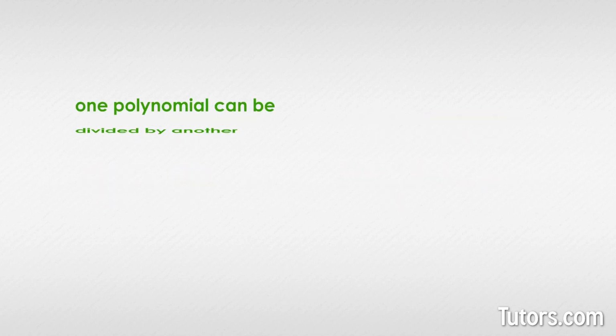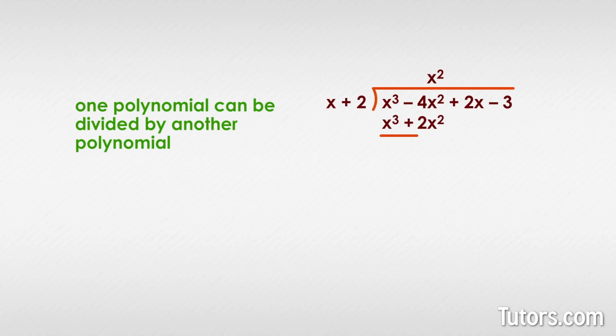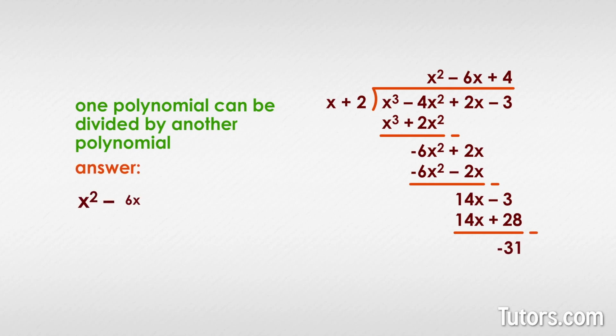One polynomial can be divided by another polynomial to get a quotient too. Here is an example of that. The answer to this division problem is this quotient with its remainder.